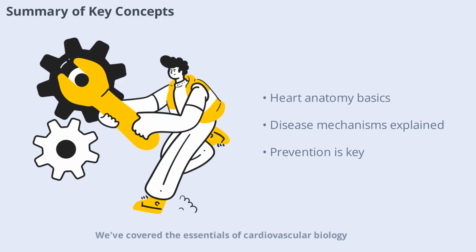We've covered the essentials of cardiovascular biology, from heart anatomy to disease mechanisms and prevention strategies. Understanding how the heart and blood vessels function helps us recognize the importance of healthy habits and early intervention. Advances in research and medicine continue to improve outcomes for patients worldwide. Next, we'll provide practical tips for maintaining cardiovascular health in everyday life.